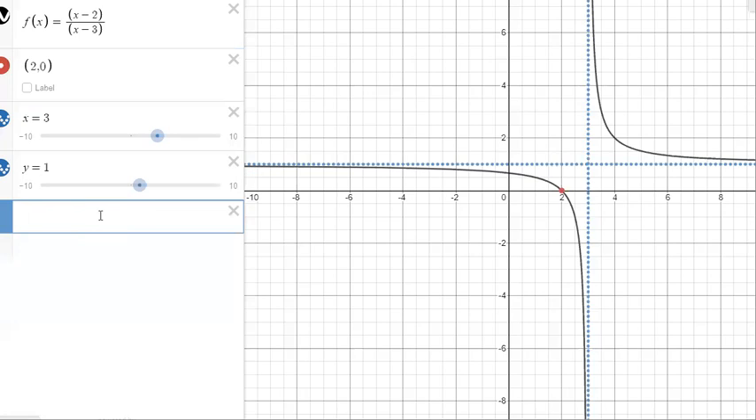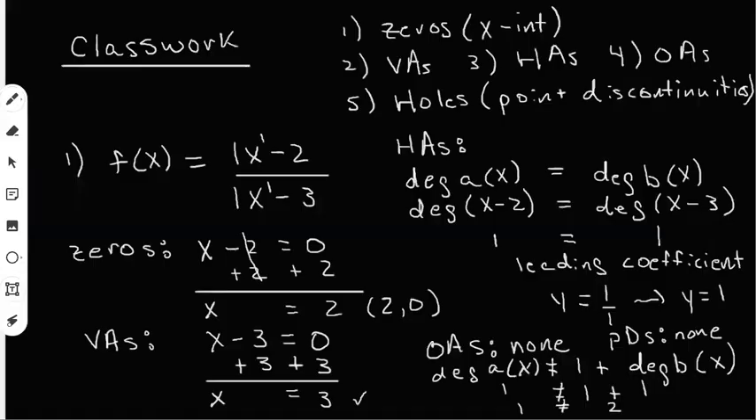And since there's no obliques, there's no point discontinuities going on, I don't have to worry about graphing any of that either. So that's it. That's pretty much number 1. Hope that helps. Okay, I'm going to keep that up there for about a minute longer and then we're going to try number 2.